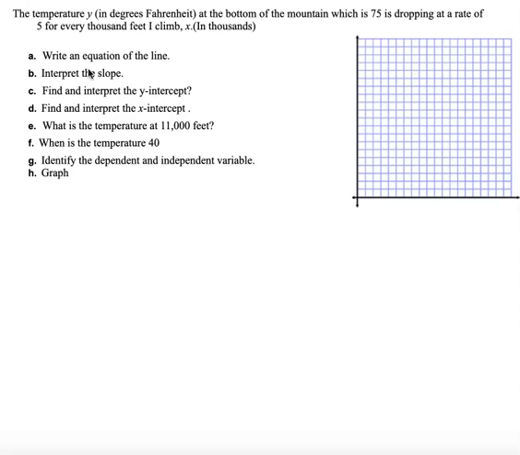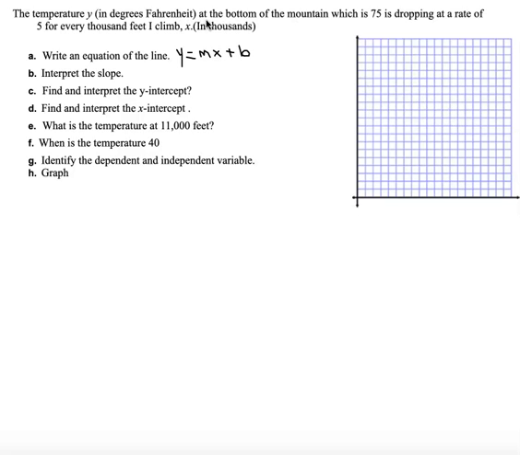Write an equation of a line. What comes to mind when I say write an equation of a line? Everything we've done so far is linear. What should pop into my mind right now? You should be thinking something along the lines of y equals mx plus b. Now, if this paragraph that I just read gives us my m, which is my slope, and my b, which is my y-intercept, then I'm ready to write my equation.